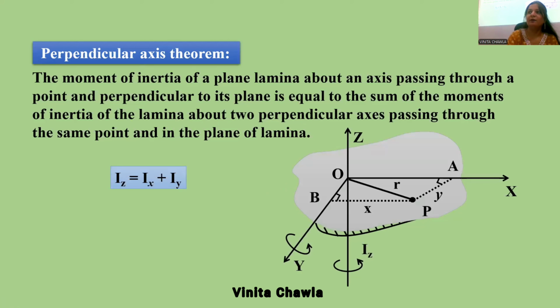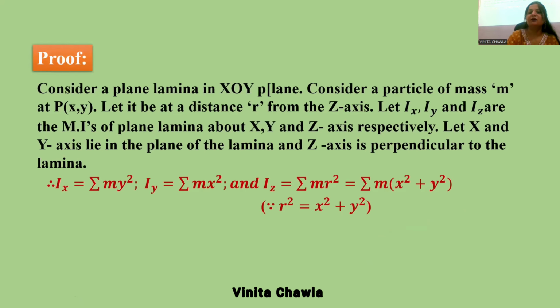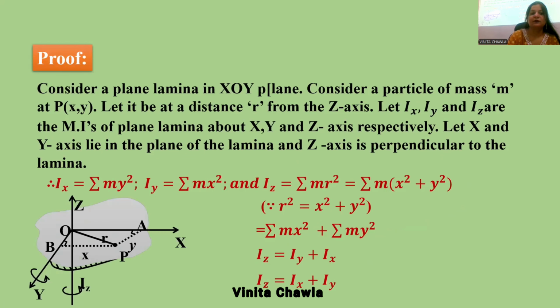Summation over m r square, and r square is, look at this triangle, we have this is x, this is y, so r square is x square plus y square. So we can write like this. ठीक है, so summation over m x square plus summation over m y square. This m y square is Ix and m x square is Iy. ठीक है, तो आपका Iz आ जाएगा यहाँ से Ix plus Iy. इजी.